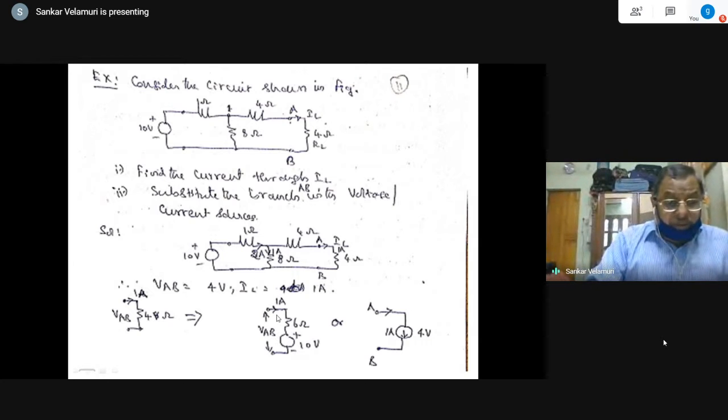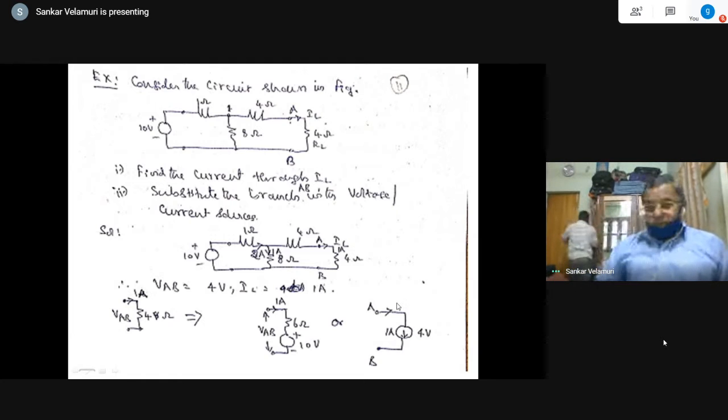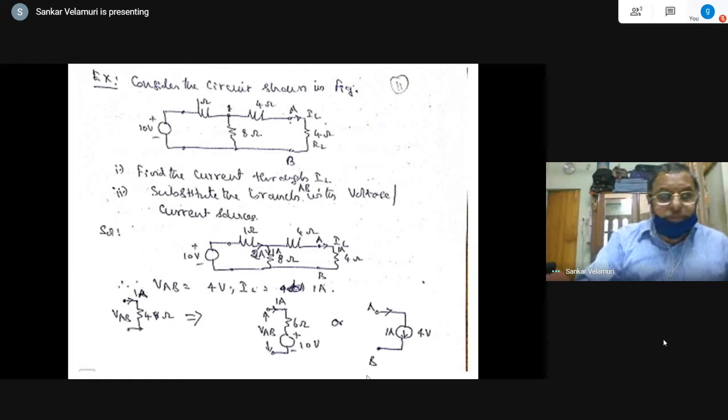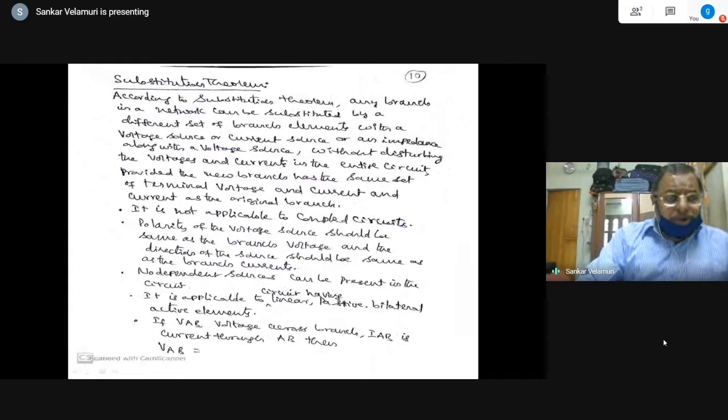No dependent voltage sources. There are certain conditions. So if those conditions are satisfied, then this is the source. The current is 1 ampere and VAB is the corresponding voltage. So this can be replaced by a current source also. So this is the principle of the substitution theorem.